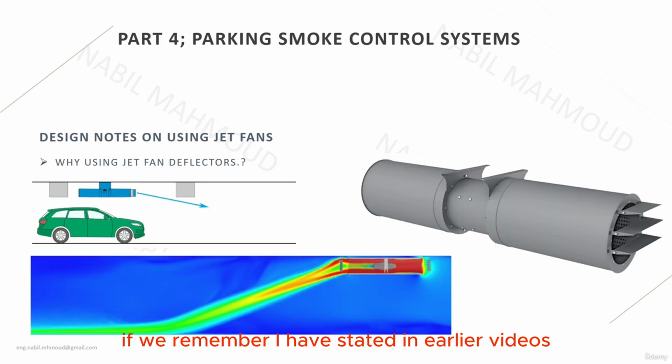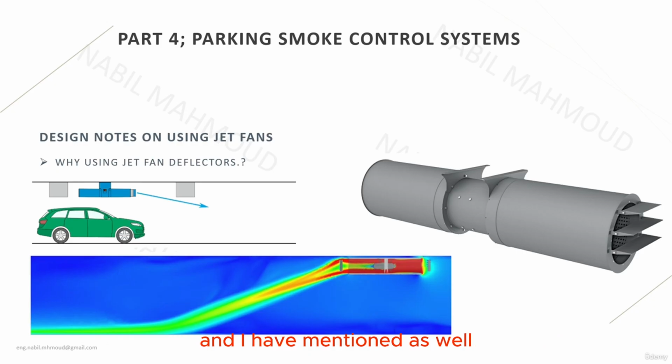If we remember, I have stated in earlier videos that the enemy number 1 of the jet fan installation is the beams, or the drop beams, or the structural obstructions. So on the figure on the top left side of the screen, we can see that when the fan is installed in the face of a drop beam, it will affect the flow, and the primary jet will have a relatively high loss in momentum and in velocity and in energy of the air because of the obstruction that is up ahead of the fan.